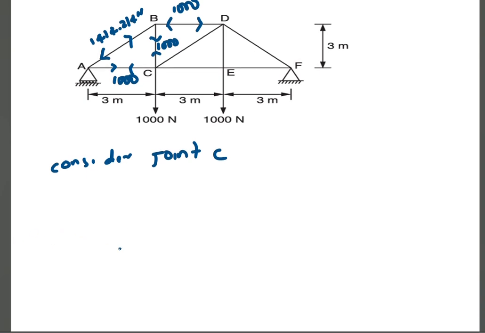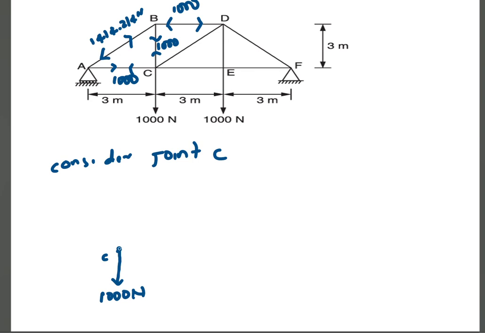So this is the joint C. How many members are connected to the joint C? At joint C, one force is acting downward, that is 1000 Newton.